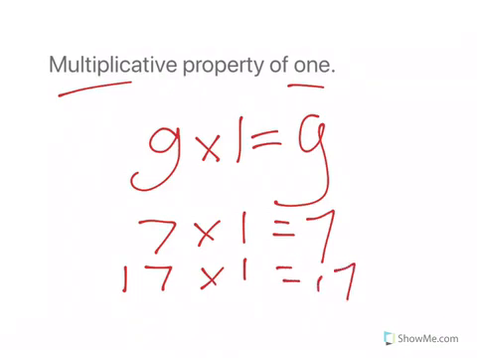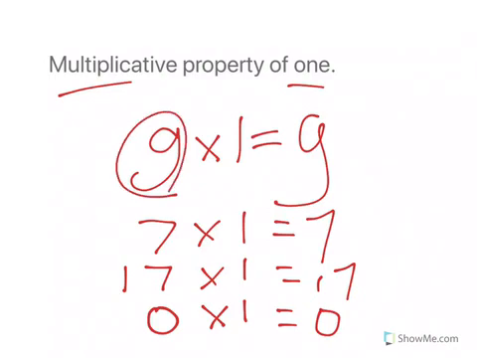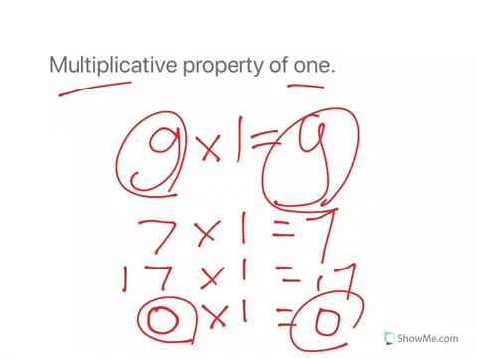Let's try 0. Isn't anything times 0 still 0? Isn't that a different rule? Well, wait a minute. 0 times 1, 0. So if we start with G, multiply it by 1, we end up with G. Start with 0, multiply by 1, we end up with 0. So this one is in fact still true. The value of G, or any number, does not change when multiplied by 1. So the multiplicative property of 1 is that any number multiplied by 1 equals itself. You can take any number times 1, it's going to be the same number.